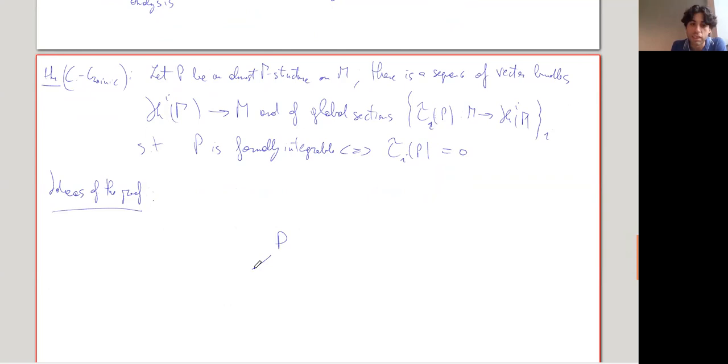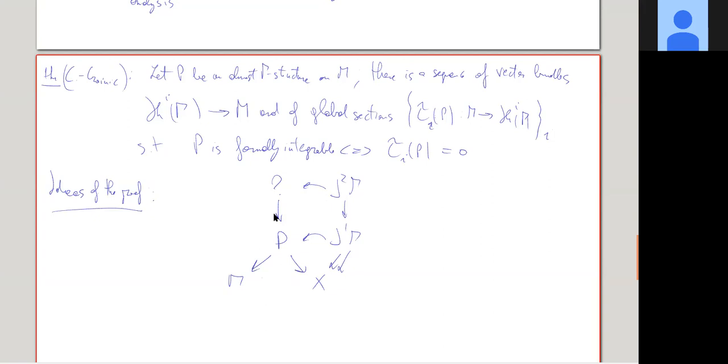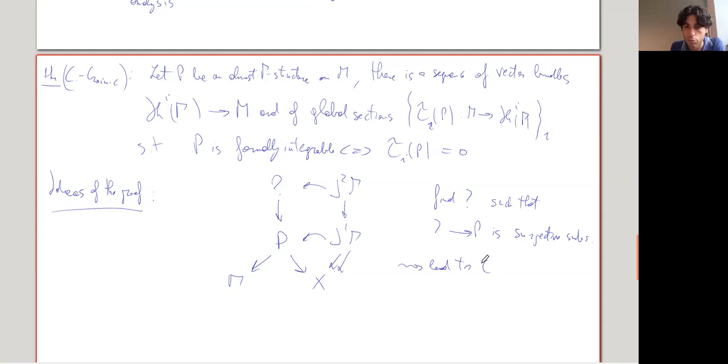So the main step is to say that if we start from a principal bundle P for this groupoid, we would like to find something here on the top, which will be a J2 Gamma bundle over M. And we want this arrow to be a surjective submersion. So this would be the one integrability. So find this question mark such that this is a surjective submersion. And this will lead to the first obstruction, tau one. Then in that case, when this is zero, one can repeat, go to the second obstruction and so on.